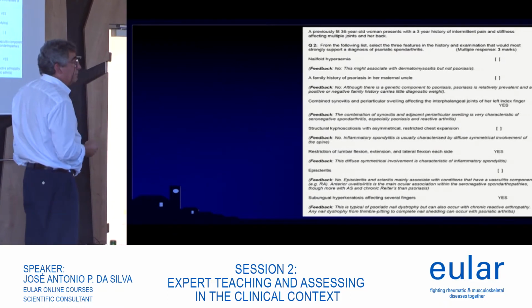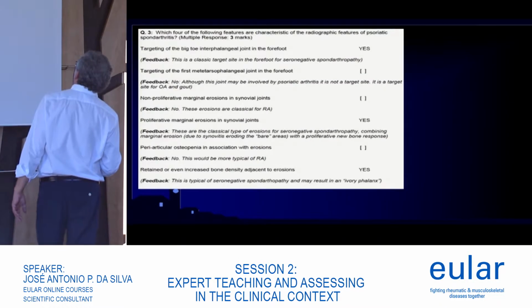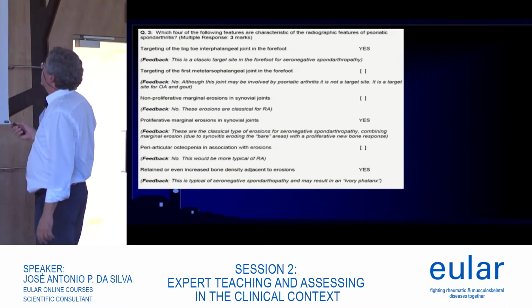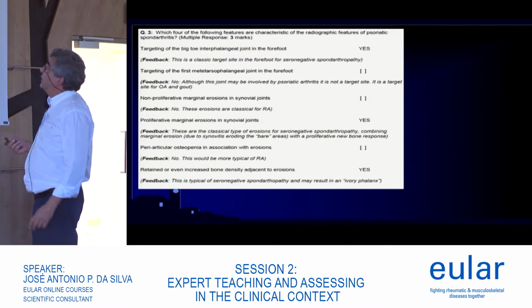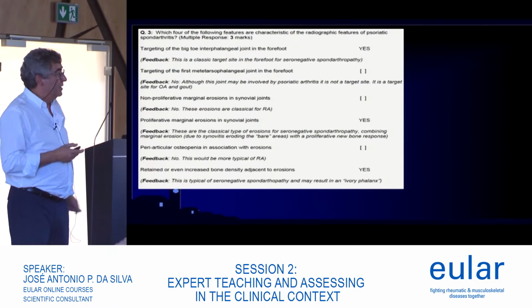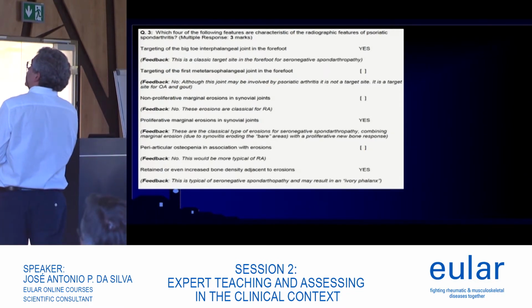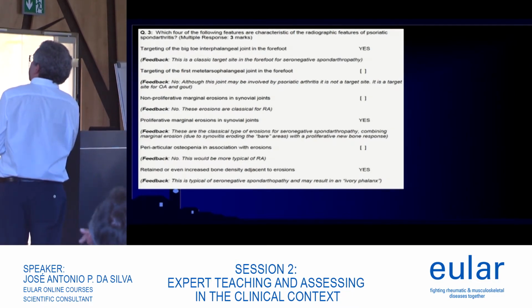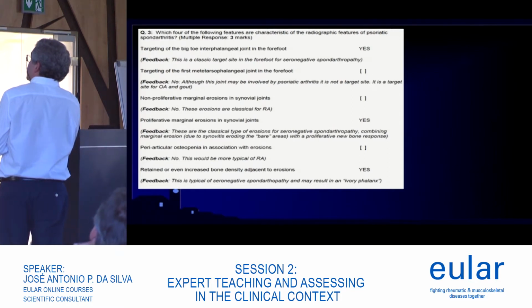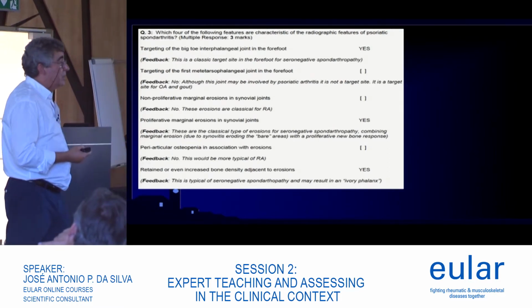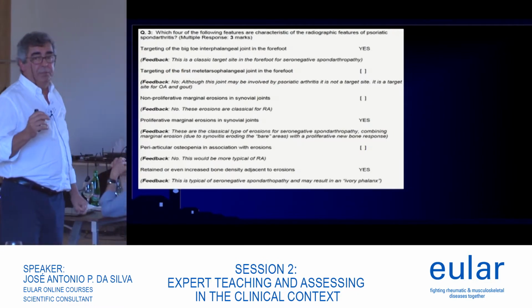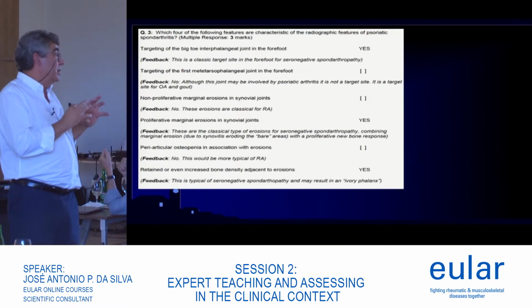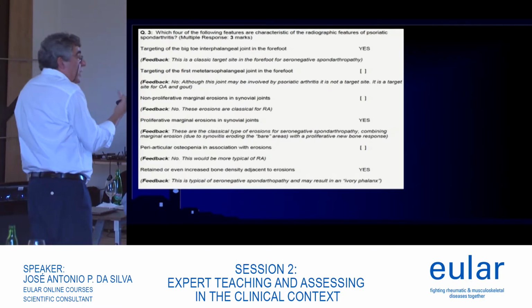I believe it is fair. Now, in the same example, the next question says, which 4 of the following features are characteristic of the radiographic features of psoriatic spondyloarthropathies? And then you have one, for instance, targeting the big toe interphalangeal joint of the foot, targeting the first metatarsophalangeal joint of the forefoot, non-proliferative marginal erosions in synovial joints. Is this application of knowledge? Do you believe? I think this is just simple recall. Simple recall of clinically relevant information, but I'm not mixing it with anything else.